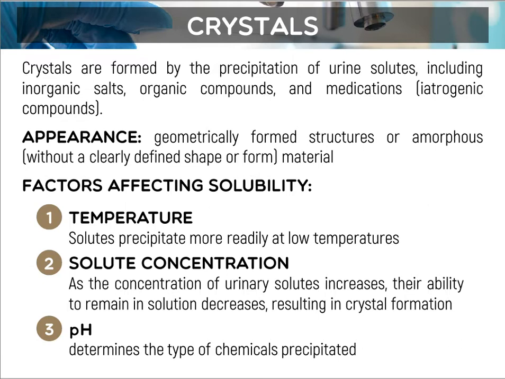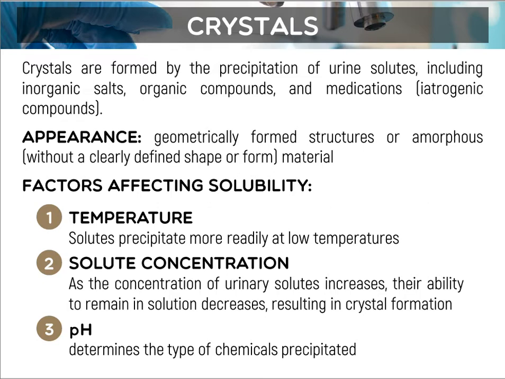So its appearance is geometrically formed structures or amorphous material, without a clearly defined shape or form. The primary reason for identifying urinary crystals is to detect the presence of a few abnormal types that may represent diseases. For example, liver disease, inborn errors of metabolism, and renal damage caused by the crystallization of medications, okay? Kanang dugay na nag-medicate ani na substance.